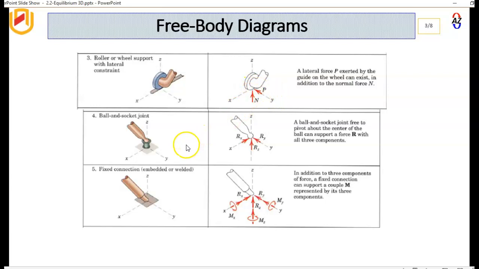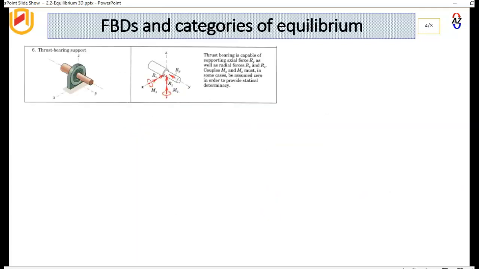If it's a ball and socket joint, then we have to represent all three of the reactions, which are Rx, Ry, and Rz. If it is fixed, then apart from the Rx, Ry, and Rz, we have to represent the moments Mx, My, and Mz. Now let's look at categories for equilibrium.